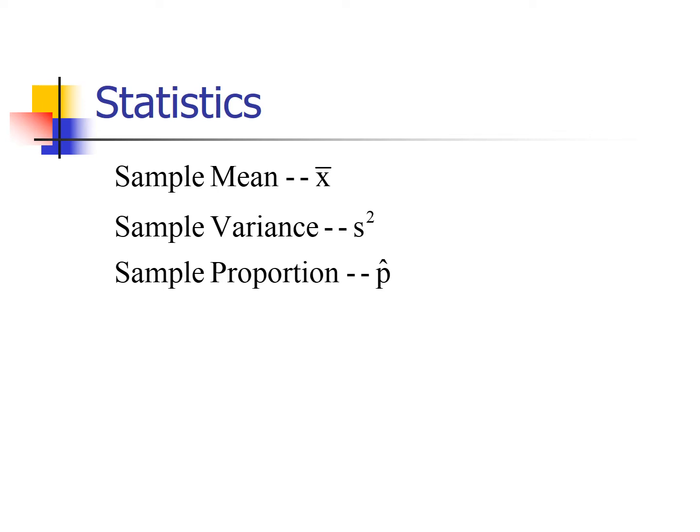The sample mean x bar is our best guess for the unknown population mean, which we represented with that Greek letter mu. The sample variance s squared is our best guess for the typically unknown population variance that we denoted in the previous slide with the Greek letter sigma squared. And the sample proportion, p hat, is our best guess for the generally unknown population proportion p.